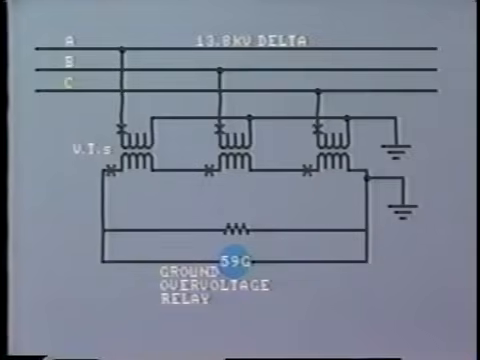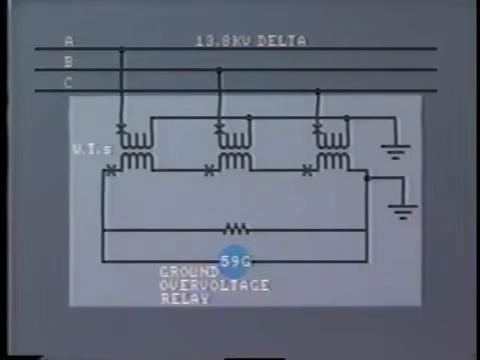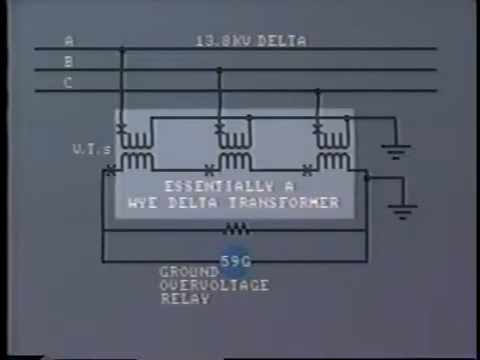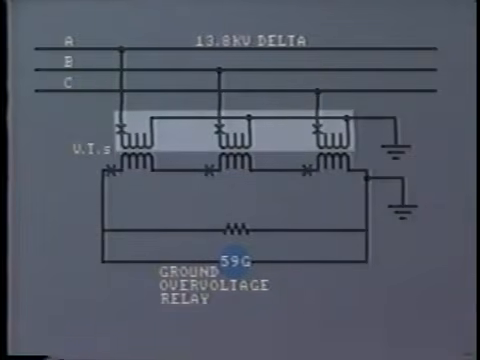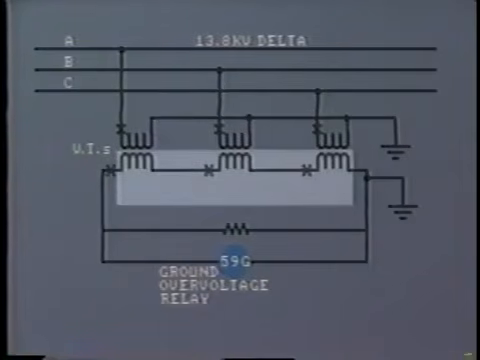However, there are sometimes areas of a distribution system operating at, say, 13.8 kV connected in delta, and therefore have no accessible neutral point. In this case, ground detection equipment is usually installed as shown here. This is, in essence, a Y-delta transformer. The Y-connected primary provides a neutral for the delta system, and this is solidly grounded. The delta secondaries of the transformer are connected in series. This is called a broken delta.